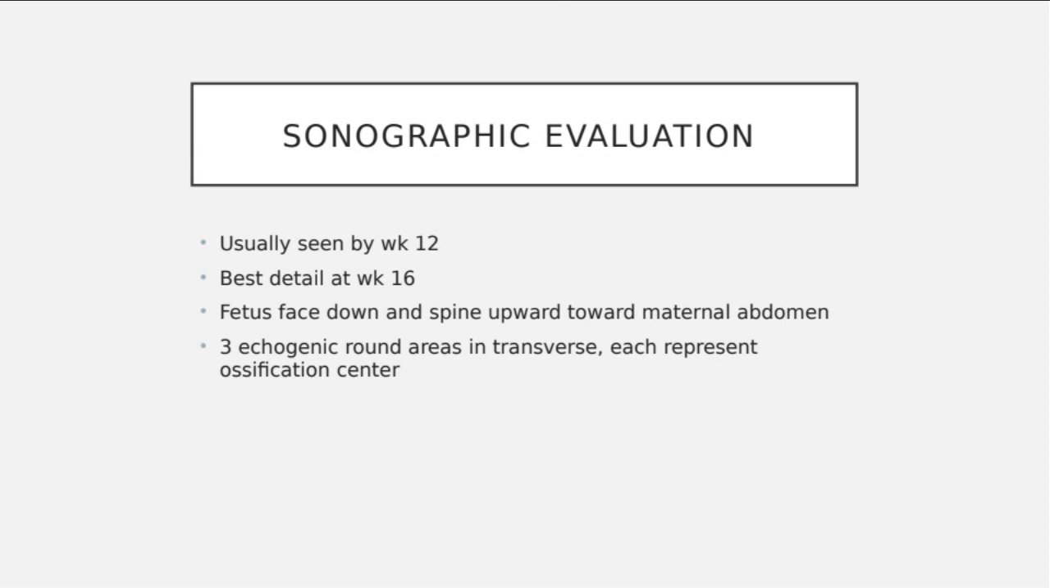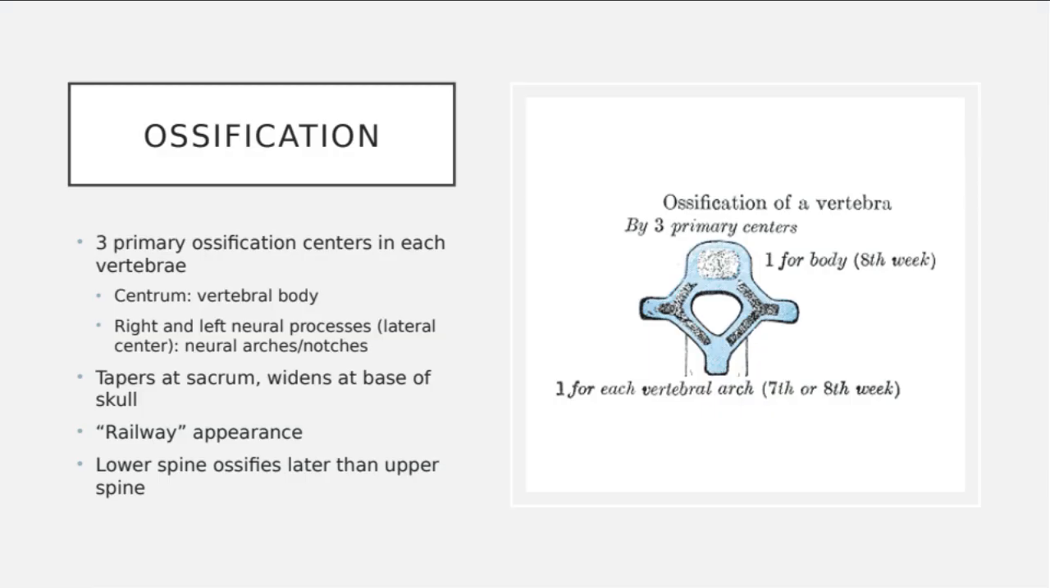So in a perfect world, our baby is following our directions and commands beautifully. We're going to be able to see 3 echogenic round areas right in that region of the spine, especially when we're looking in transverse. And each of those echogenicities is going to represent an ossification center. So let's talk about what that means. So we have 3 primary ossification centers in each vertebrae of the spine. We have the centrum, and then we have the right and left neural processes. These are going to be kind of like the notches that sit out on the side of our spine, and then that centrum is going to be the bulk of that vertebral body.